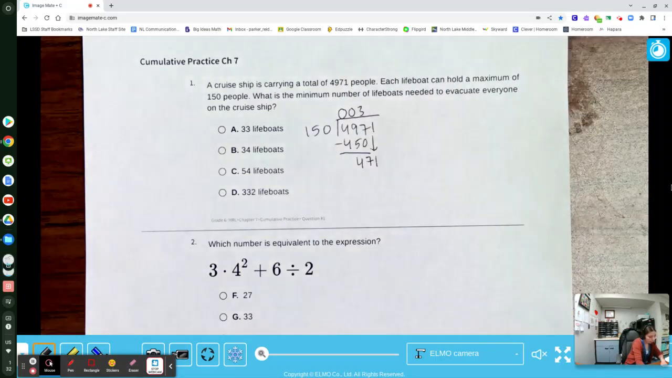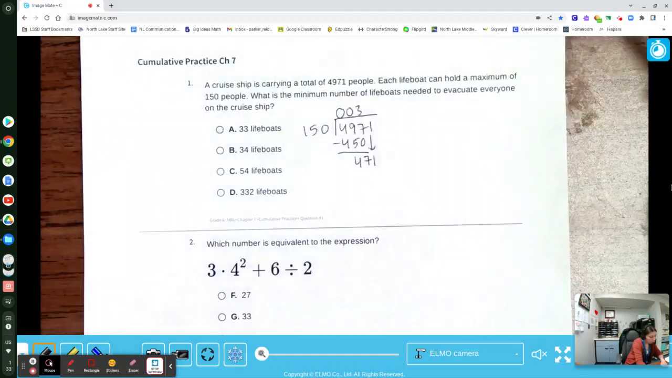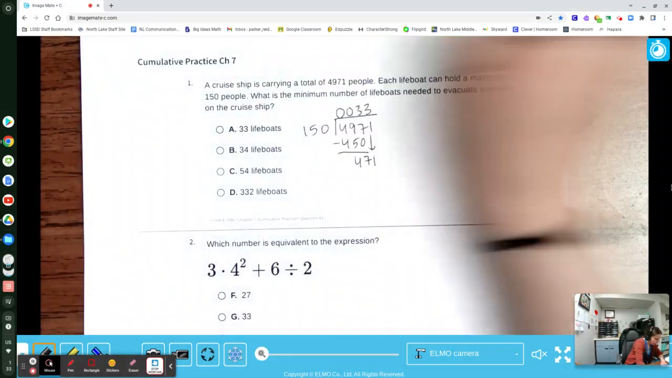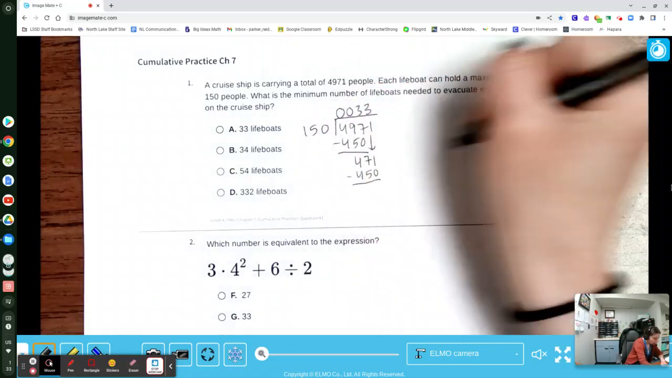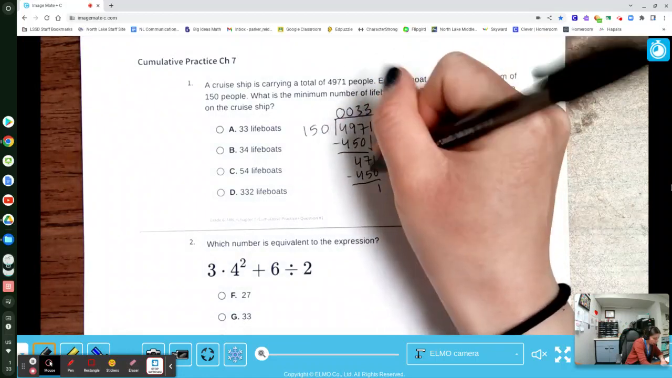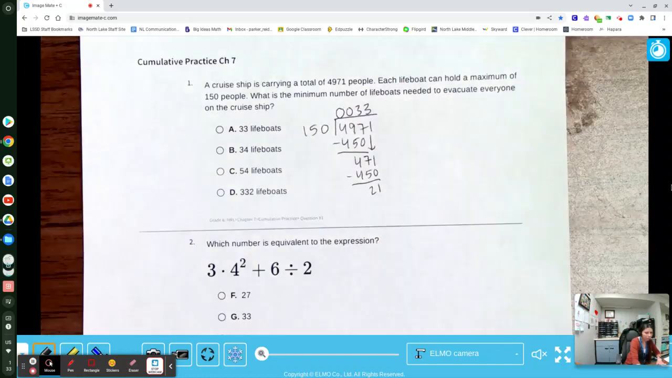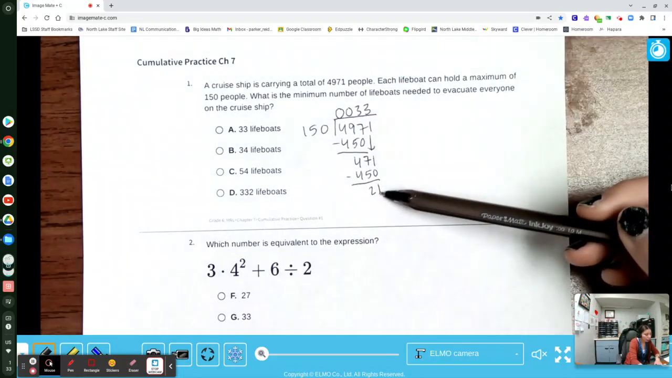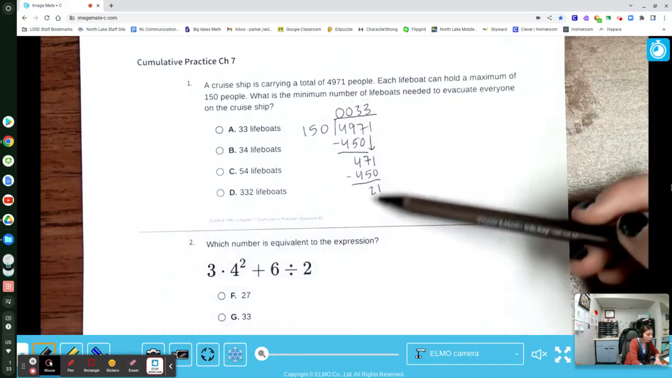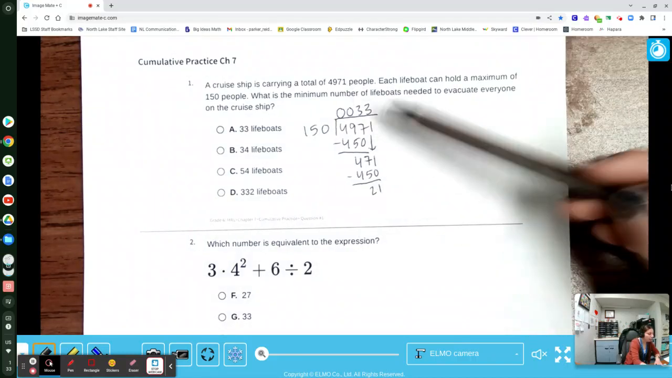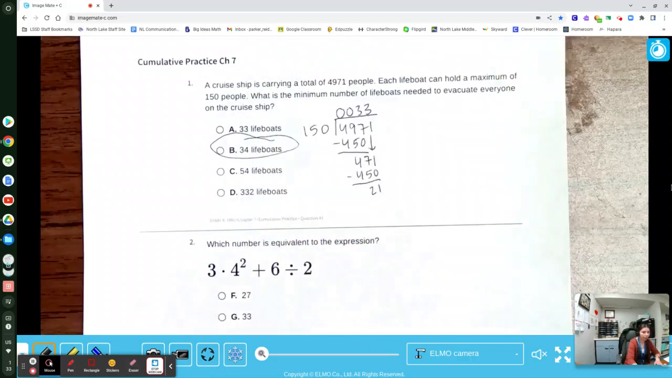And now I'm going to try and put 150 into 471. That's going to fit 3 times again. 3 times 150 is 450. And when I subtract, 1 minus 0 is 1, 7 minus 5 is 2. I get a remainder. This remainder represents how many people are still left. So we get 33 boats, but we still have some people left over. So I need an additional boat. I'm going to need 34 boats to fit everybody.